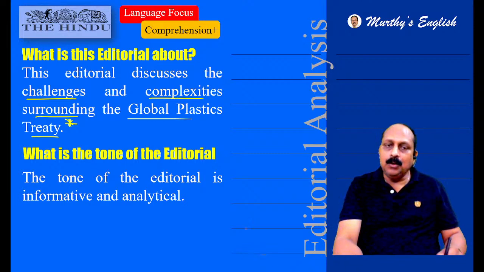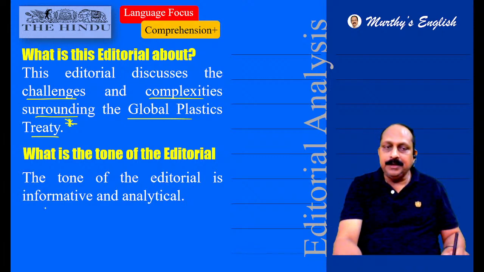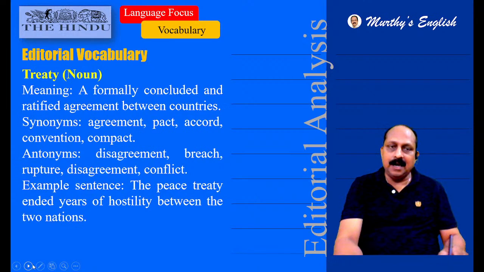What is the tone of the editorial? The tone of the editorial, because it is about a treaty, it is about plastics, not good for the environment. It has to talk about the treaty and whatever resolutions passed, the limitations, challenges, and complexities. Based on that, it should be informative and analytical. The tone of the editorial is informative and analytical. It has to provide information about the treaty, and it has to analyze what exactly the treaty is, what the limitations are, and what India's stand is.